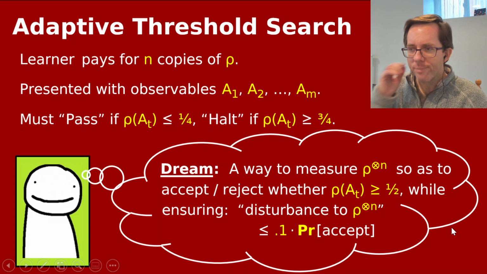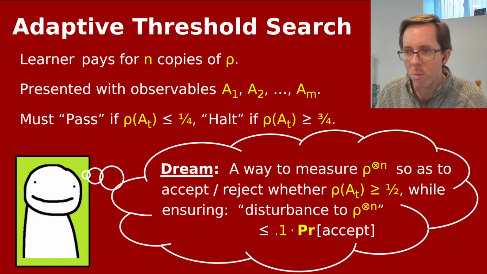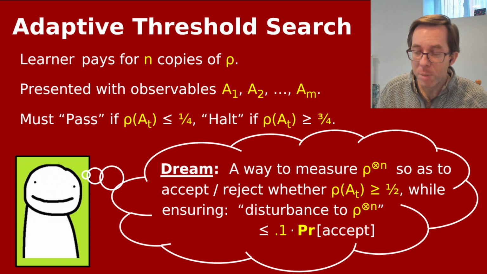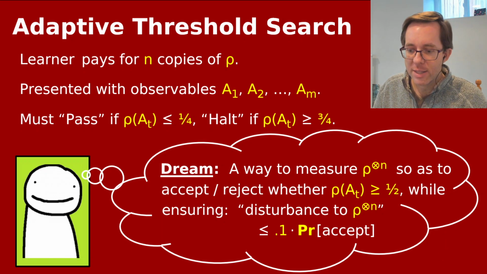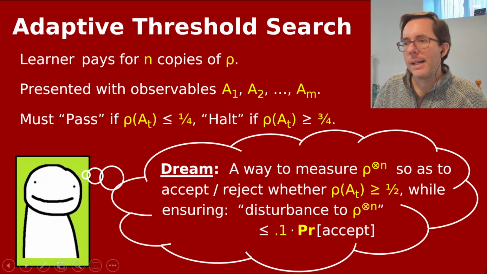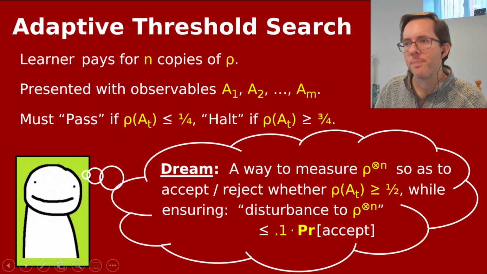Well, as with dreams, you might think this is quite inconsistent with all the laws of probabilities. That's how a dream goes sometimes. Because the gentle measurement tells us that the disturbance could be as large as the square root of the probability of acceptance, which is much bigger. So how are we going to get it to be at most 1/10 the probability of acceptance?